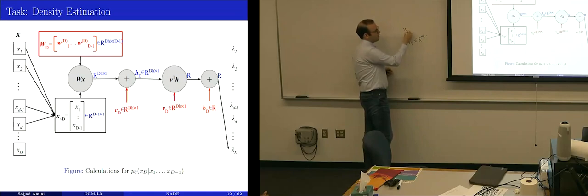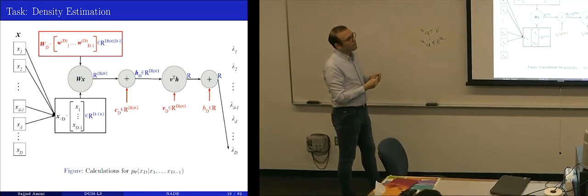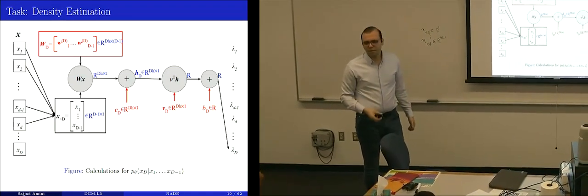For X less than 2, it was of dimension 1. But here, for all the elements in the sequence, the dimension of H is DH. It's fixed.